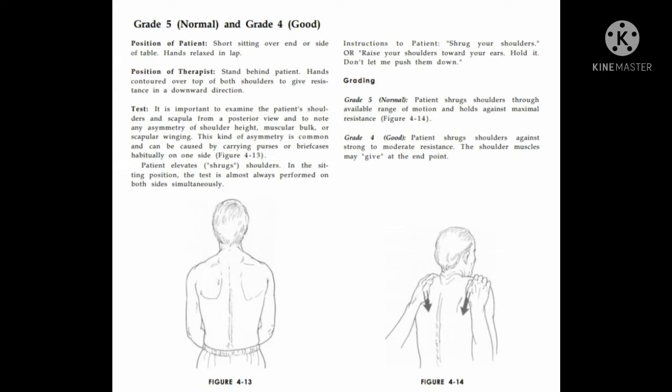Grade 2, patient position is supine or prone. Therapist position, standing at the side of the patient at shoulder level. Ask the patient to elevate the shoulder. Grade 1, muscle is palpated just above the scapula.